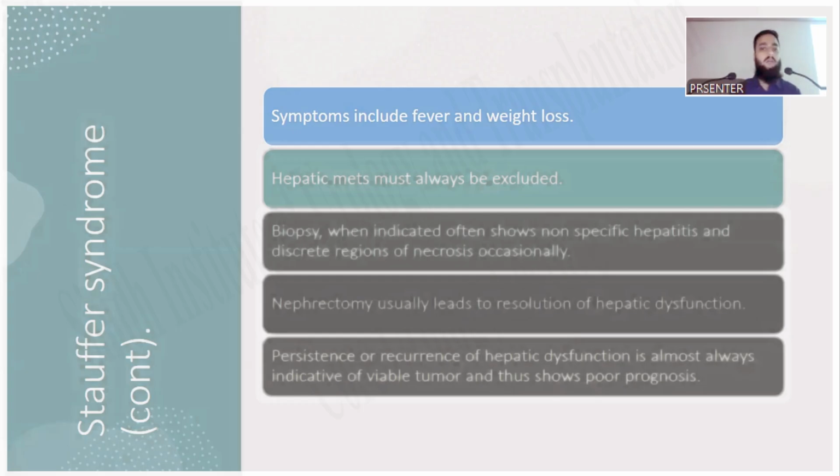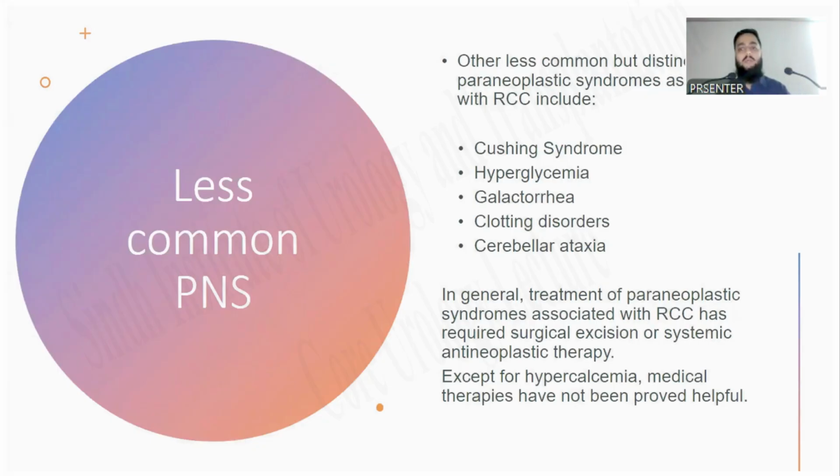Is there any underlying pathology or any changes that cause the liver dysfunction in Stauffer syndrome? These are basically due to metabolic oxidants, which are produced by the tumor cells, and interleukin. Other less common paraneoplastic syndromes associated with RCC include Cushing syndrome, hyperglycemia, galactorrhea, clotting disorders, and cerebellar ataxia. In general, treatment of paraneoplastic syndromes associated with RCC has required surgical excision or systemic anti-neoplastic therapy. Except for hypercalcemia, medical therapies have not been proved helpful.